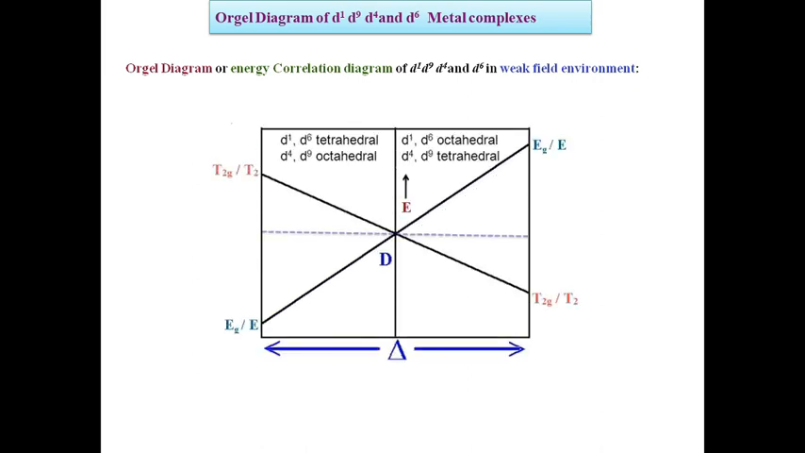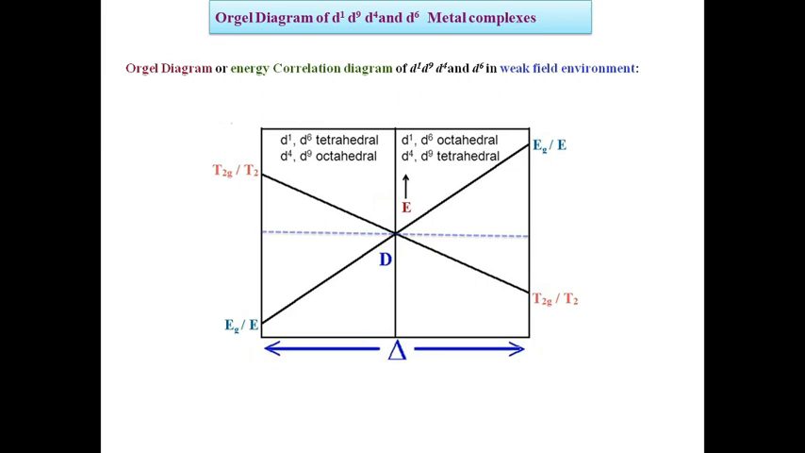Now we are ready to draw the Orgel diagram for electronic transitions of different dn metal complexes. This is the Orgel diagram of d1, d9 and d4, d6 metal complexes in a weak field environment. They may have tetrahedral or octahedral geometry.